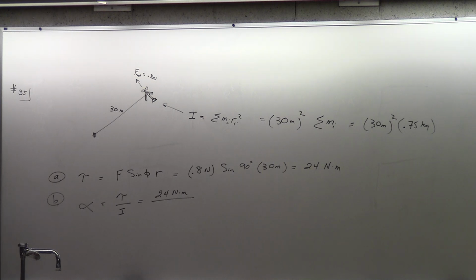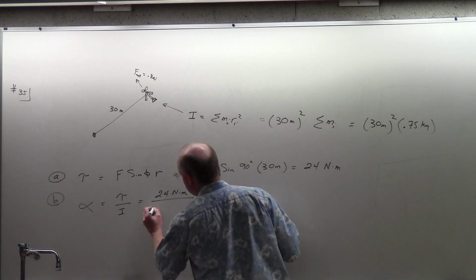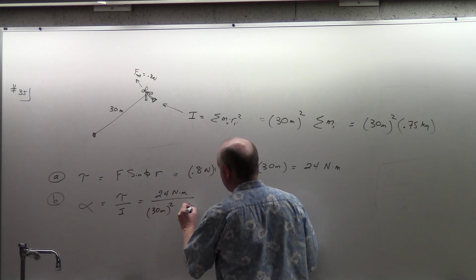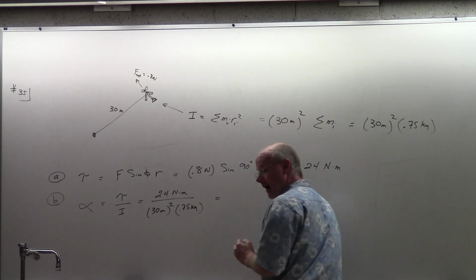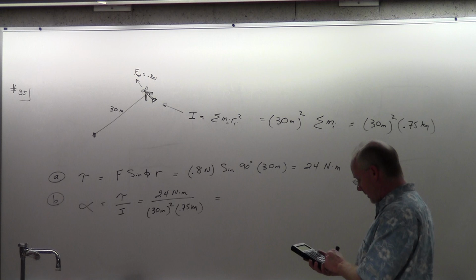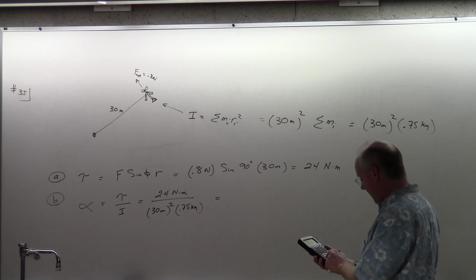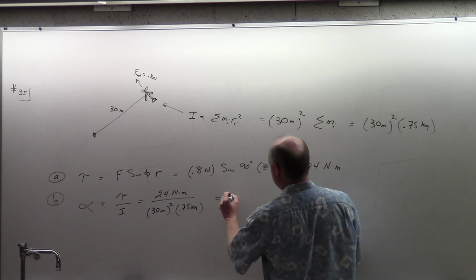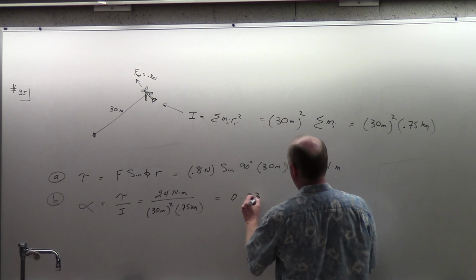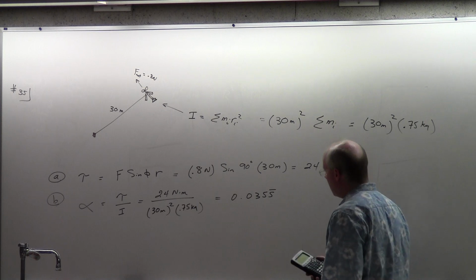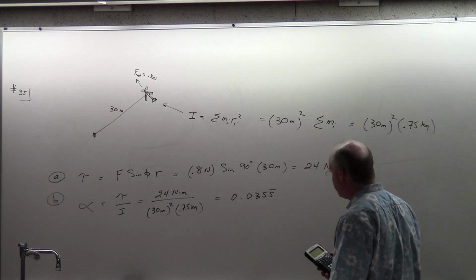And now once you have that, then we can put that into here. This becomes 30 meters squared. This becomes 0.75 kilograms. And now I can get my calculator and check my units. My calculator would give me 24 divided by 30 squared divided by 0.75, and that comes out to be 0.0355 repeating. I should check my units here.